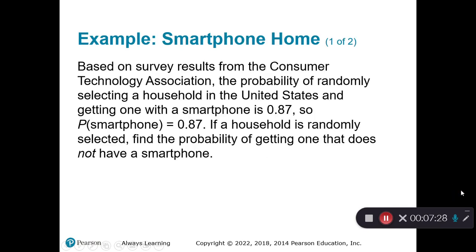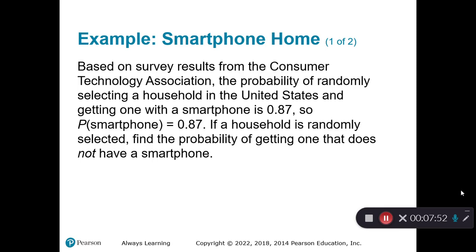Let's look at this example from your textbook. Based on survey results from the Consumer Technology Association, the probability of randomly selecting a household in the United States and getting one with a smartphone is 0.87. So the probability that a household has a smartphone is 0.87. If a household is randomly selected, find the probability of getting one that does not have a smartphone.